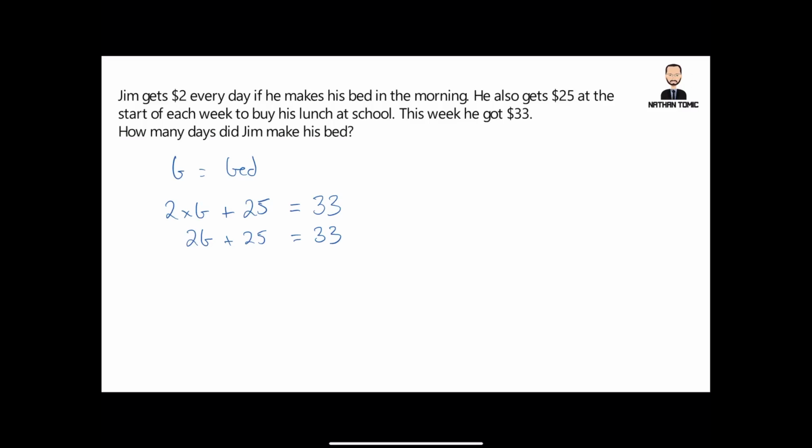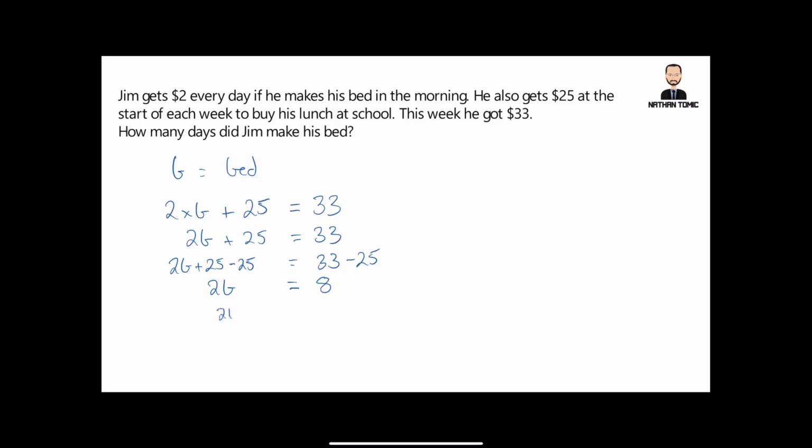So we're going to undo the $25. So we're going to say 2B plus 25, now minus 25 to undo that. And again, do that in red, please, equals 33 minus 25. Of course, that means we've got 2B equal to 8. Okay, now we need to undo the 2B.